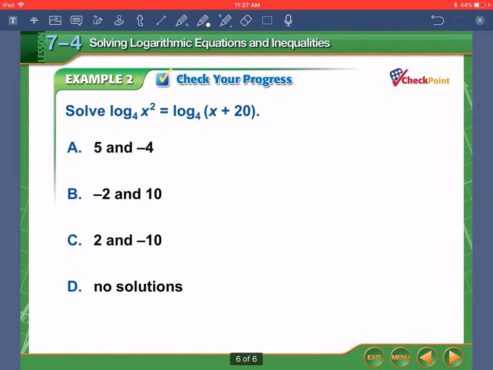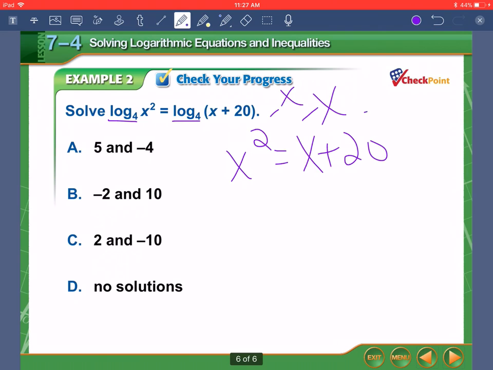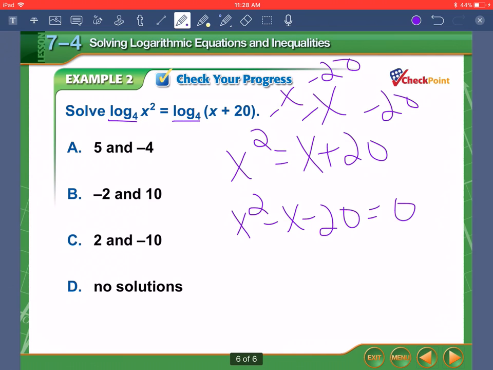So I have log base 4 of x squared equals log base 4 of x plus 20. So I can go ahead and drop the log since I'm taking log base 4 of each. So I get x squared equals x plus 20. So this is a quadratic, so I'm just going to move everything over to one side. So I get x squared minus x minus 20 equals 0. And now I'm going to factor. So factors of negative 20 that add up to negative 1 are negative 5 and positive 4.